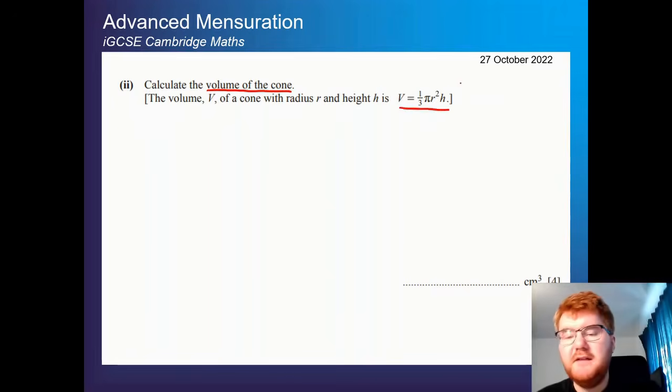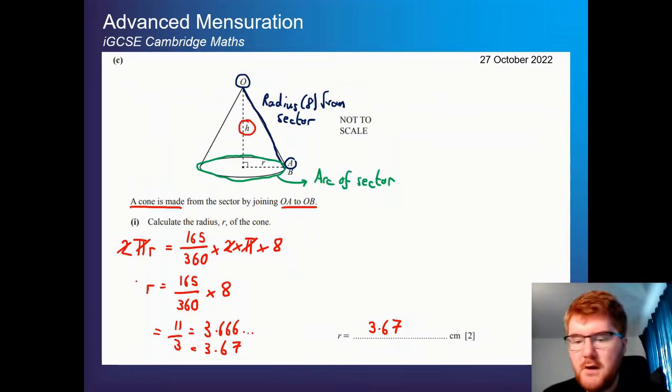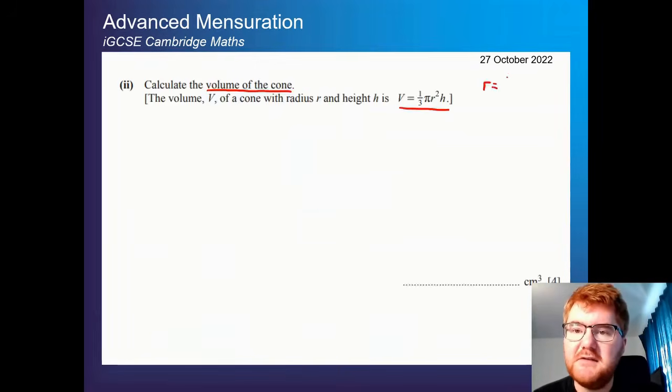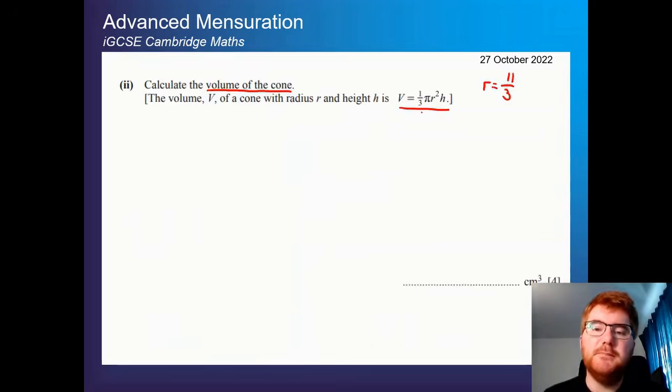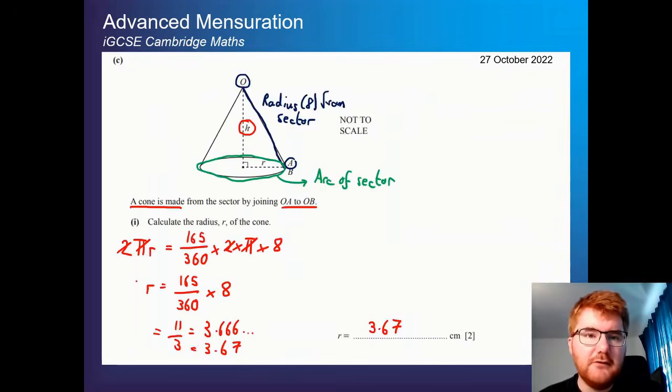Now, if we look at the formula, the thing that we're missing here, the thing that we don't know, is the height. Once we know that, because we have the radius, remember the radius is what we just worked out as 11 over 3, then we can just plug it into the formula. Now notice here we have a right angled triangle.